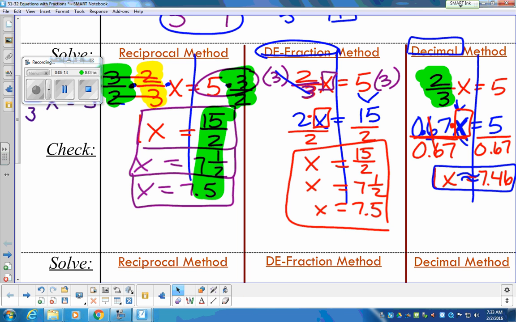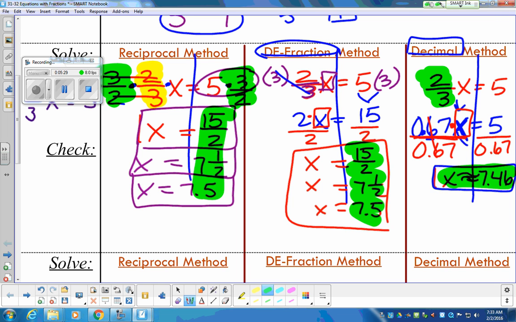So that's what we call the decimal method. So those are the three methods. You notice that all of our answers are very close. Reciprocal and diffraction had the exact same answer options. The decimal method was a little bit different because we had to do some rounding, but they're all very close. You pick your favorite method.